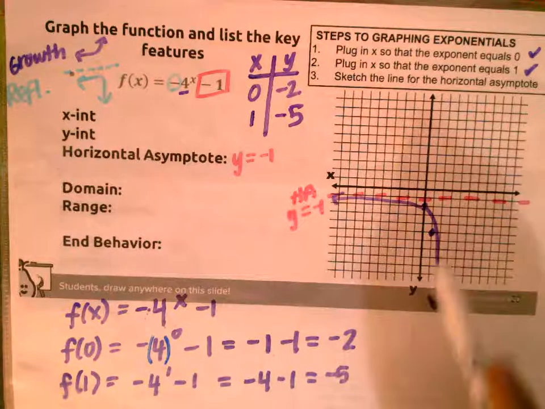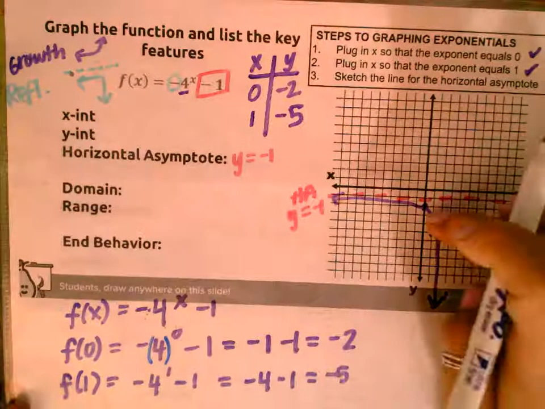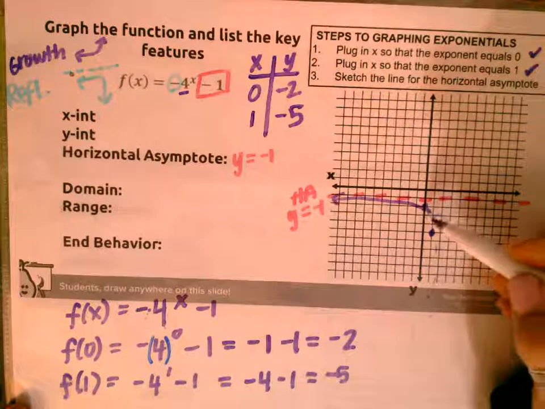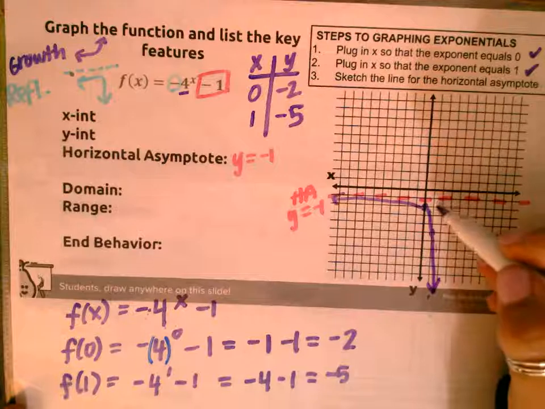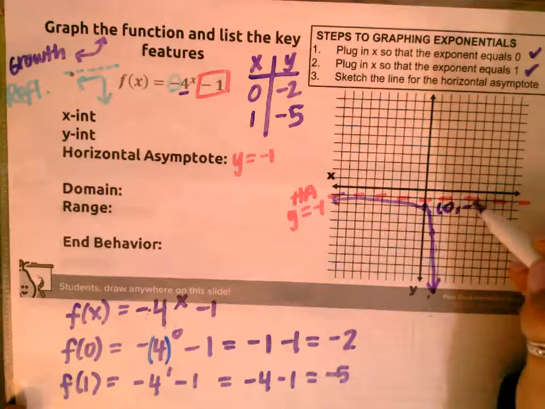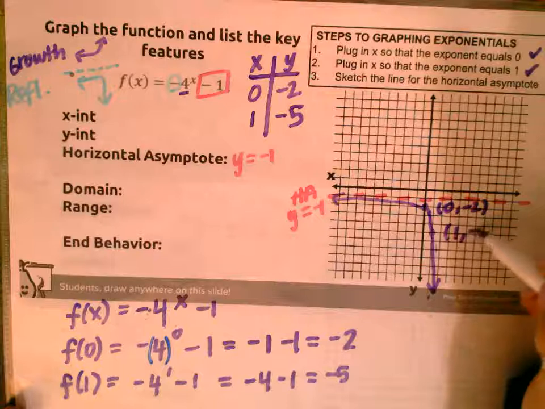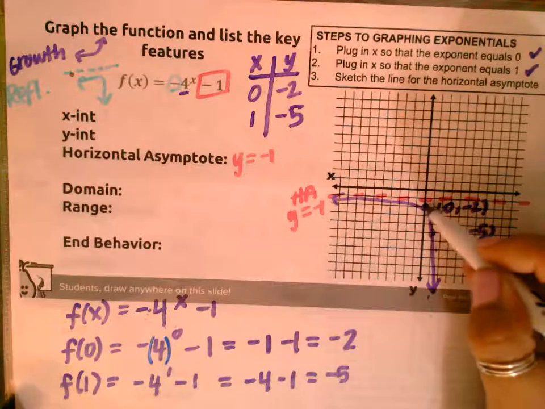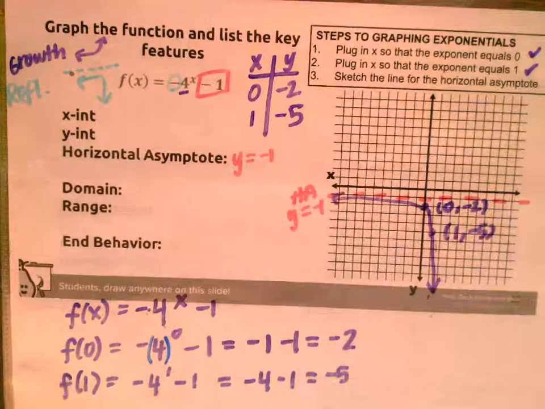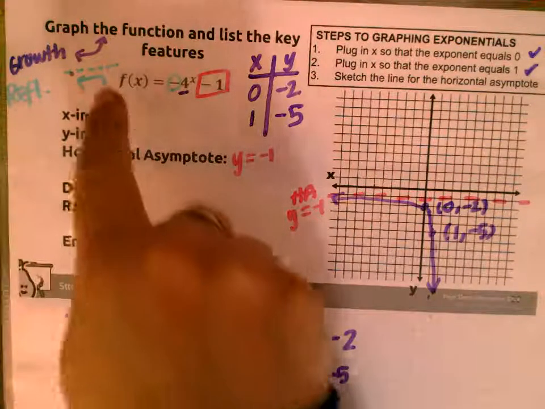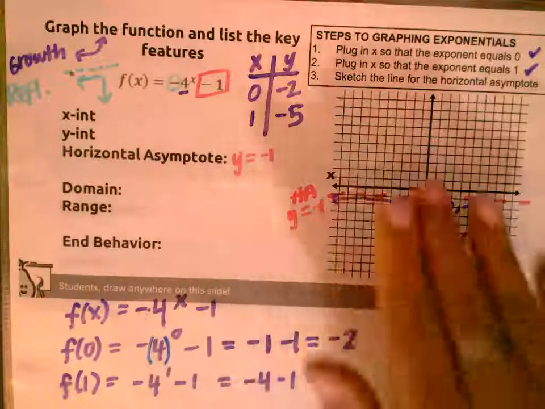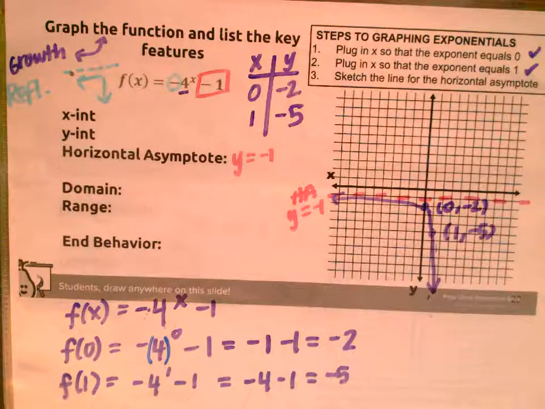And again, remember, if you don't have points that you can clearly mark on a graph, you should be labeling them for accuracy. So this one is 0, negative 2. This one is 1, negative 5. And this matches with what I thought I was going to get. I thought I was going to get some sort of reflection. It has to approach my asymptote. In this example, my entire graph exists below the asymptote.